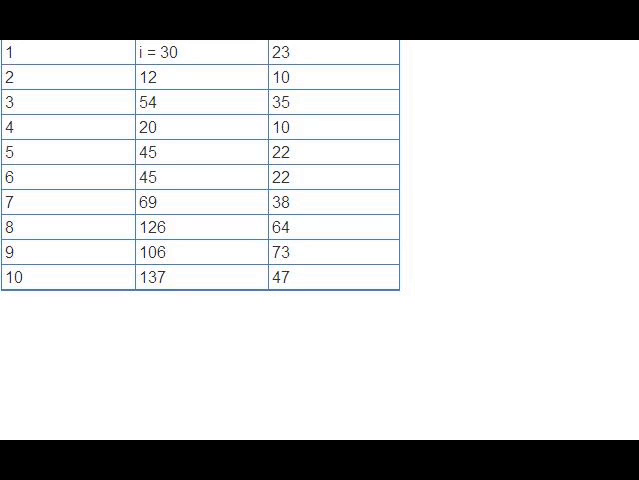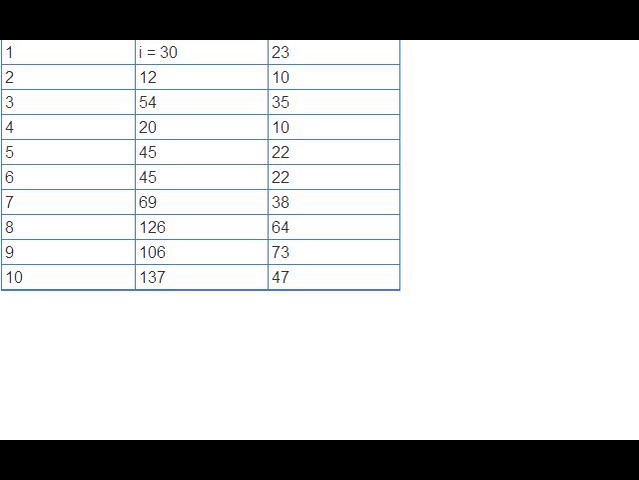Now we will discuss our procedure and the actual conduction of the lab. In trial 1, we had an angle of incidence of 30 degrees and an angle of refraction of 23 degrees. 2. Angle of incidence 12 degrees, angle of refraction 10 degrees. 3. Angle of incidence 54 degrees, angle of refraction 35 degrees. 4. Angle of incidence 20 degrees, angle of refraction 10 degrees. 5. Angle of incidence 45 degrees, angle of refraction 22 degrees.